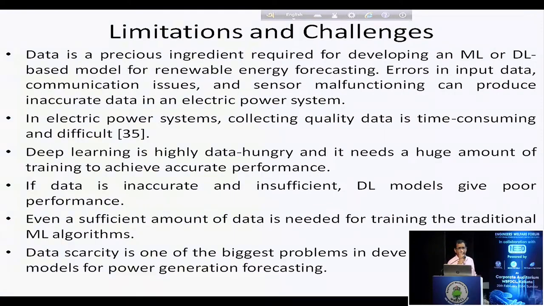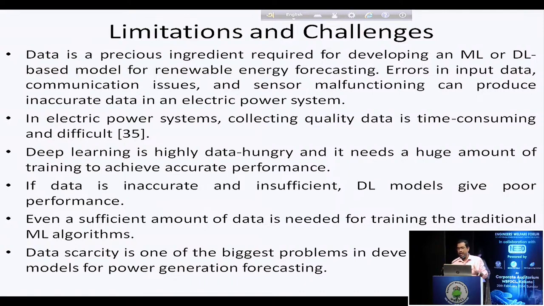So now the limitations and challenges. I have already mentioned that one of the important limitations in the power domain is the limitation of data, I mean the scarcity of data. I am not sure what amount of data is actually available in India. I did not find any website from which the electricity data or power data is downloadable for research.